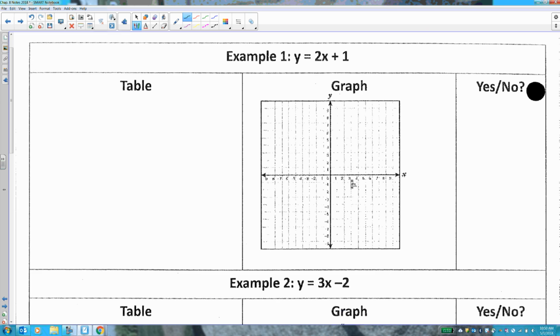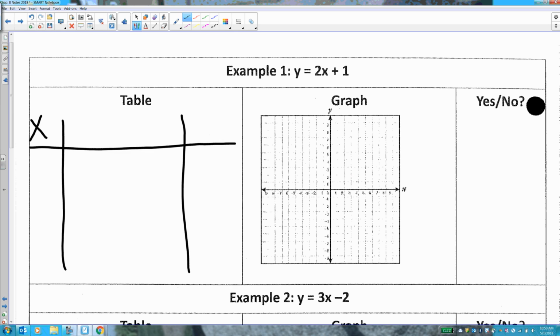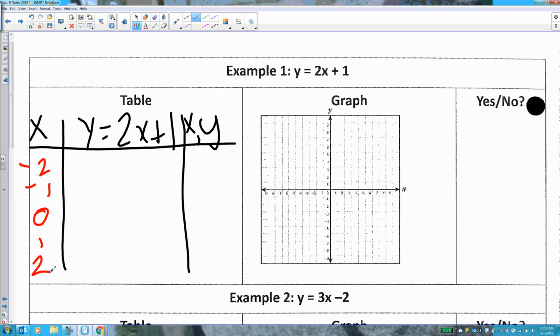All right, let's do one on the back together, and then you can do the other two on the back. All right, so y equals 2x plus 1. So first you're going to make your table. It needs to have 3 slots. X, Y, X, Y. And then in this middle part, I always put the equation so I know which equation I'm using. And you want to pick 4 to 5 numbers for X. I always try to keep low, and I always choose 2 negative. So -2, -1, 0, 1, 2.